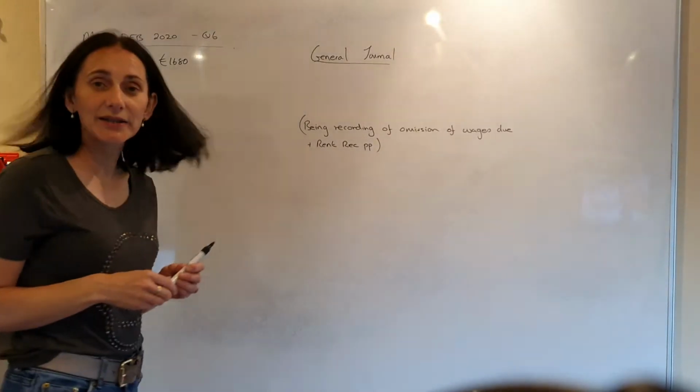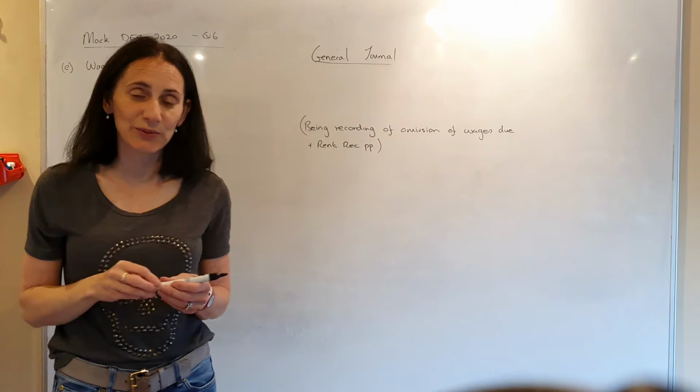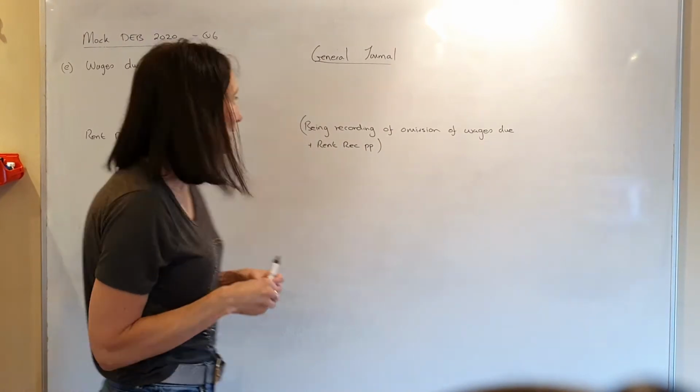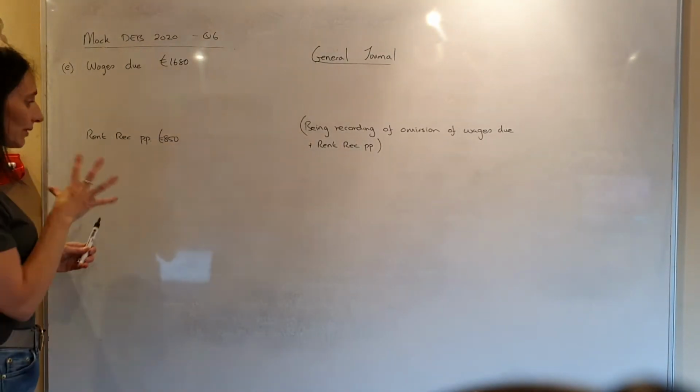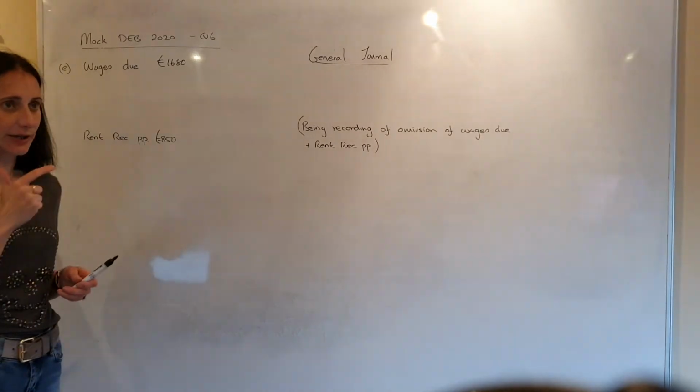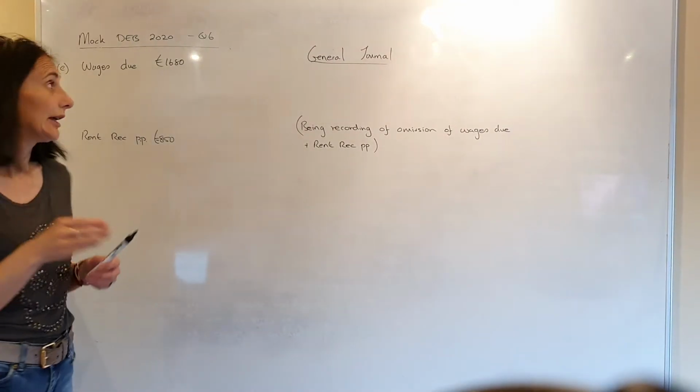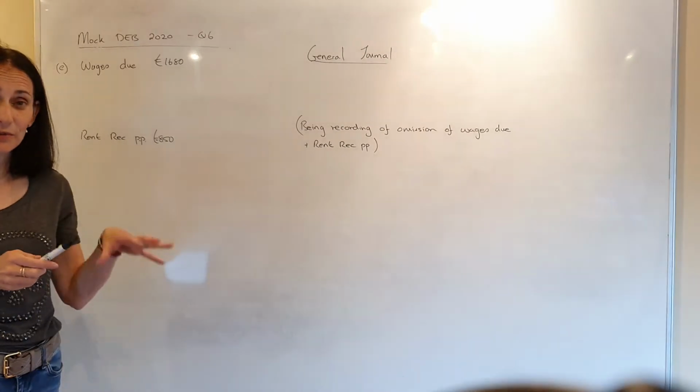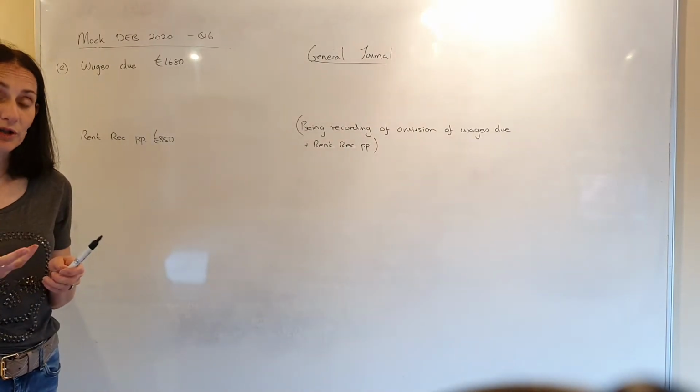Okay, so we're on Suspense, we're on mock paper 2020, Dublin Examining Board, and it's the very last one. This one has come up recently in the exam. I want you to think of this as if you were doing a question one. If I told you in an adjustment that was wages due 1680, what would you do with it?